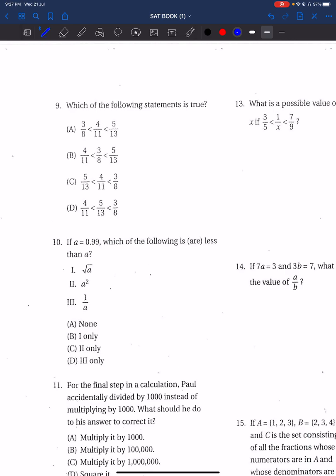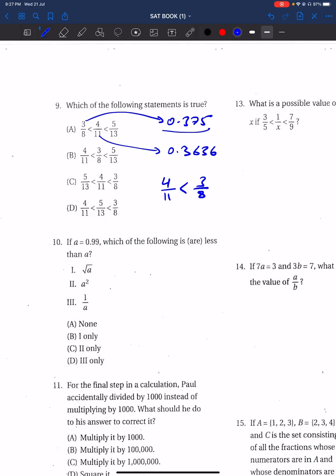Looking at the numbers here and putting them on the calculator, 3 over 8 is equal to 0.375, exact actually. Whereas 4 over 11 is equal to 0.3636, which is less than 3 over 8. Accordingly, I have 4 over 11 less than 3 over 8.